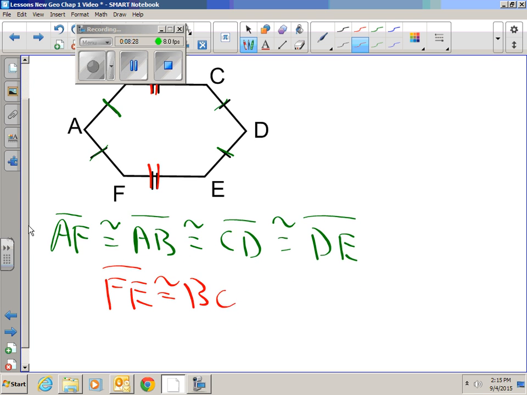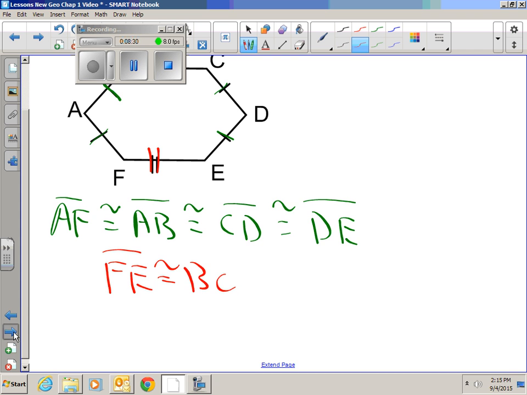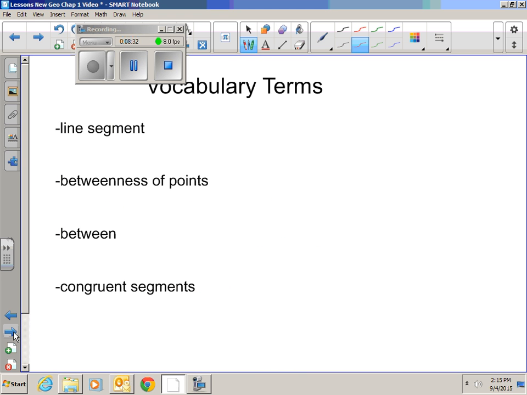These are the terms that you need to know from this lesson. Make sure you know all those terms, and I'll see you next week.